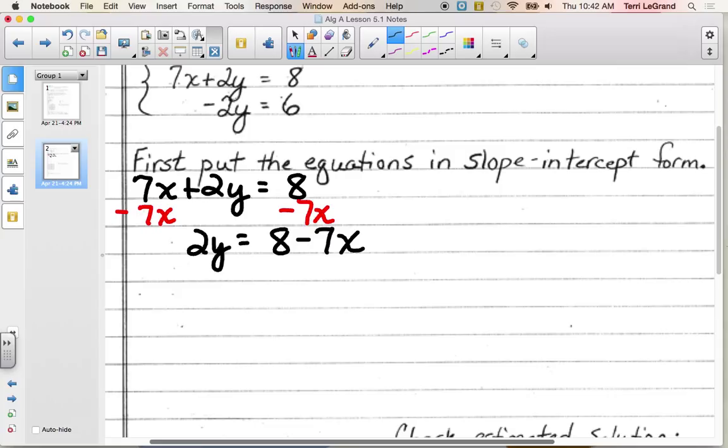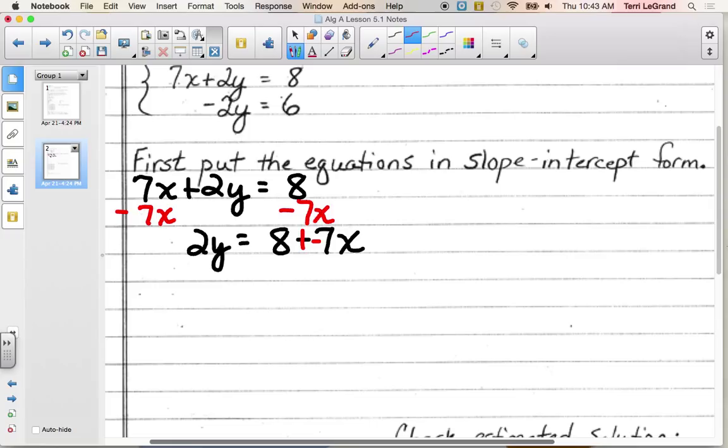Can those be put together? No. Why not? They're not like terms. Some of us like to keep trying to put them together, but we really shouldn't be. So we can change this to add the opposite though, and I'm going to say we're going to do that. Okay. And now what do we have?